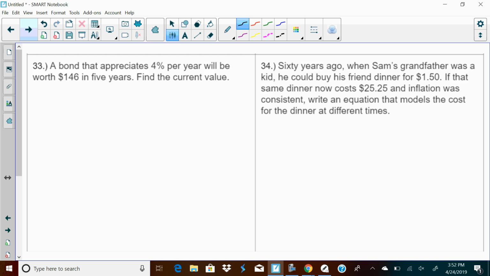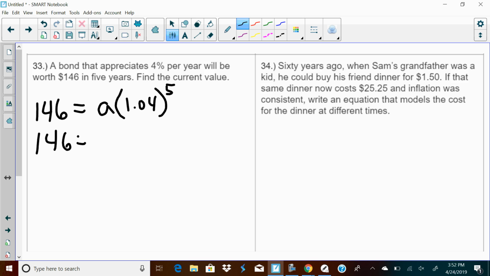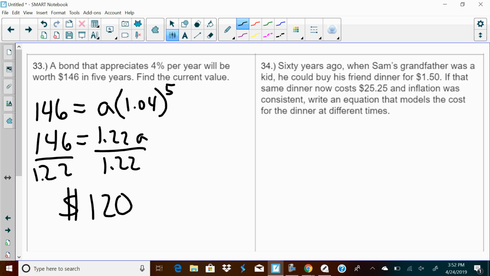33 and 34 are exponential equations. So a bond that appreciates 4% per year will be worth 146 in 5 years. Find the current value. So I know that 146 is going to equal A times 1.04 to the 5th power. So I put that in my calculator and got 146 equals about 1.22A. Divided by 1.22, so I ended up with about $120.